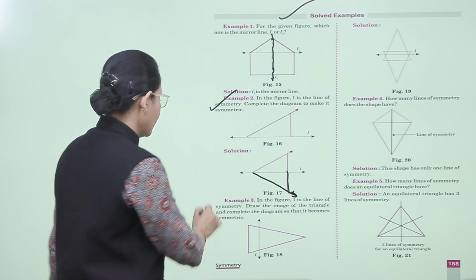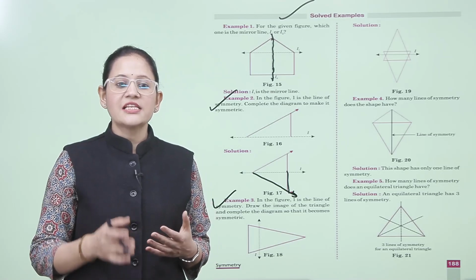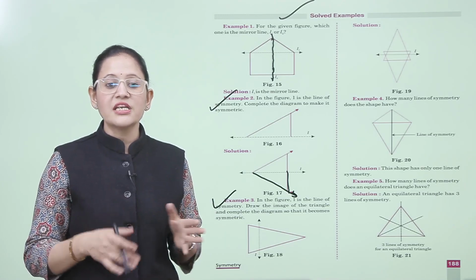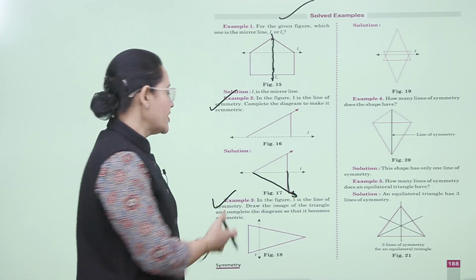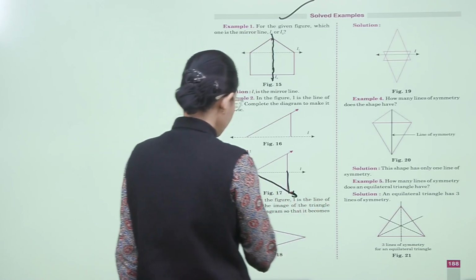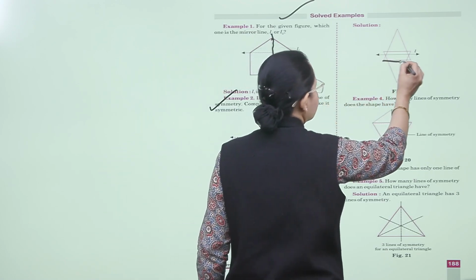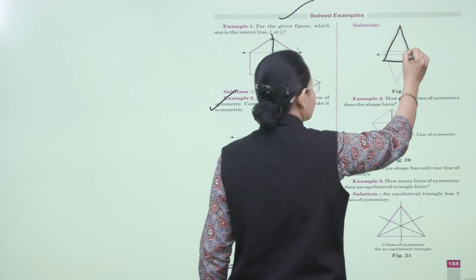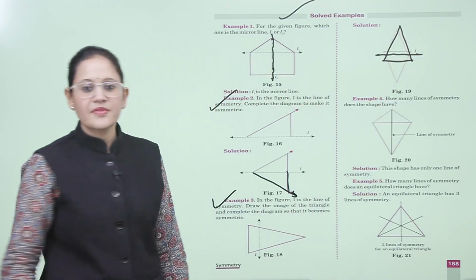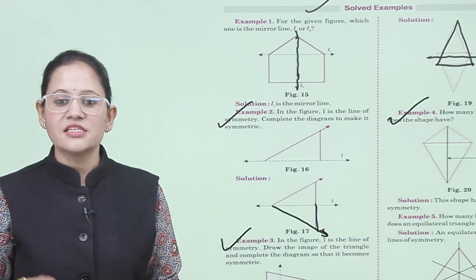Next example, in the figure, L is the line of symmetry. Draw the image of the triangle to complete the diagram so that it becomes symmetrical. So we have to make it symmetrical. That means what we have to do? We have to draw a triangle like this. So this will become the line of symmetry. Clear?